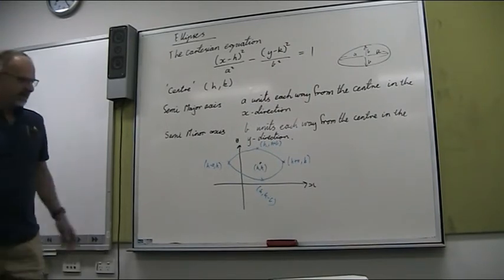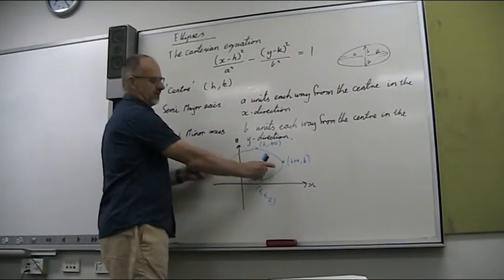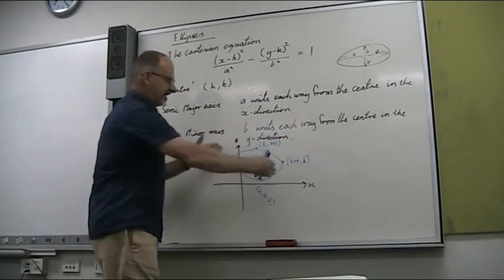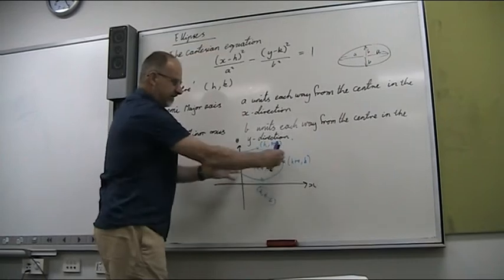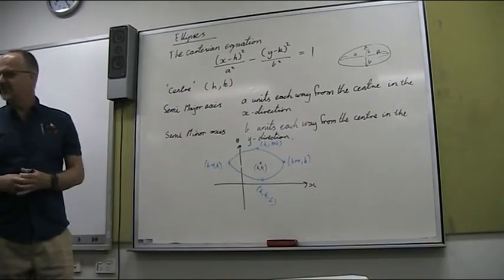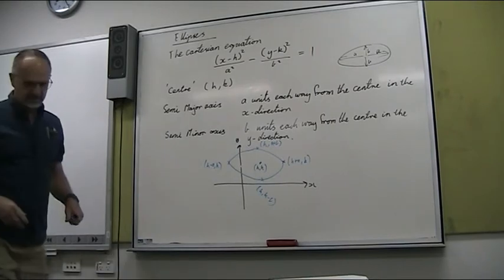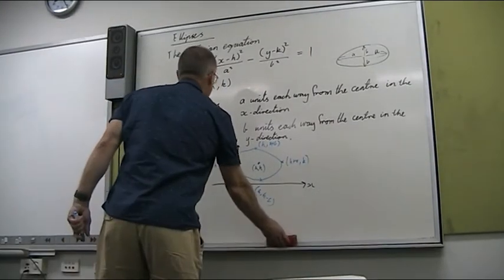Cool. And it doesn't matter. I mean, here I've drawn it where the size of a is bigger than the size of b, but it could be the other way around, and it's long here and narrow there. It's still an ellipse. All right, so let's sketch one.